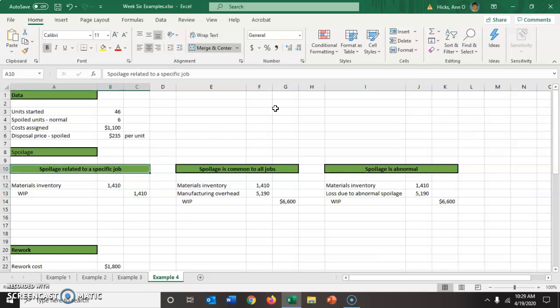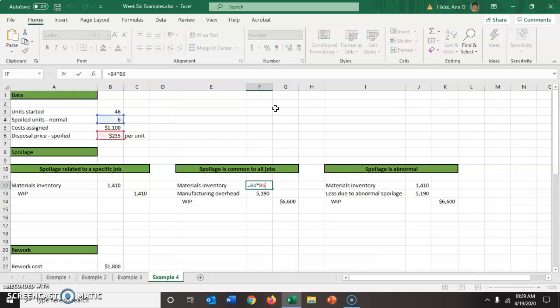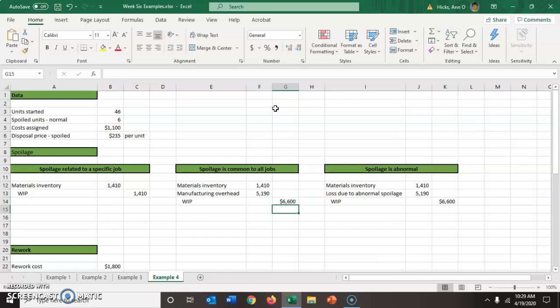Now, in contrast, if we believe the spoilage is the result of something that is common to all jobs, then we will still debit materials inventory for what we think we'll be able to recoup. We will credit WIP, however, for the full cost associated with these jobs. So in other words, we're not going to require that this particular job absorb the spoilage if indeed the spoilage is something that's common to all jobs. The difference we're going to debit to manufacturing overhead. So the difference between the cost of the spoiled units and what we think we're going to be able to recoup, we will debit into manufacturing overhead.